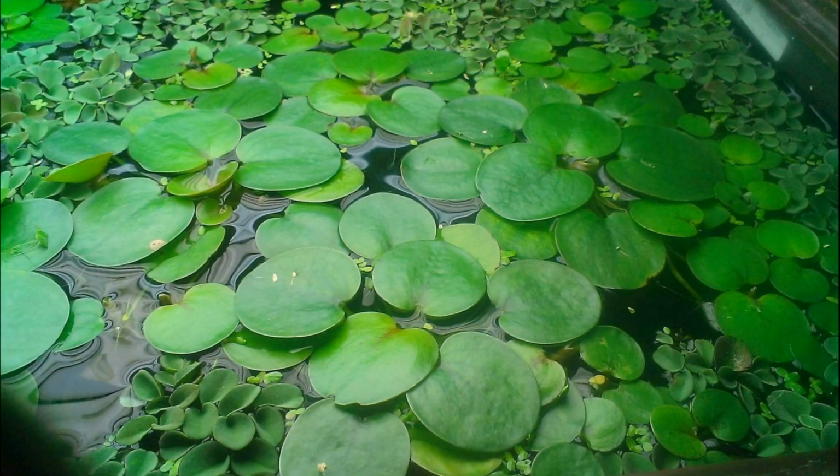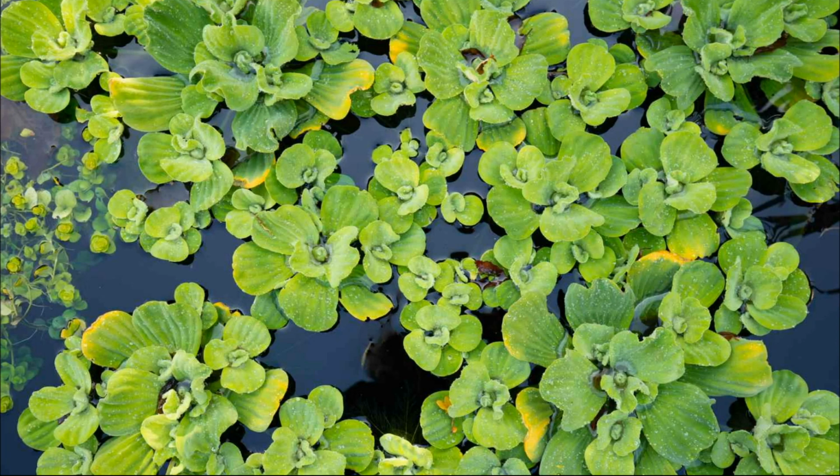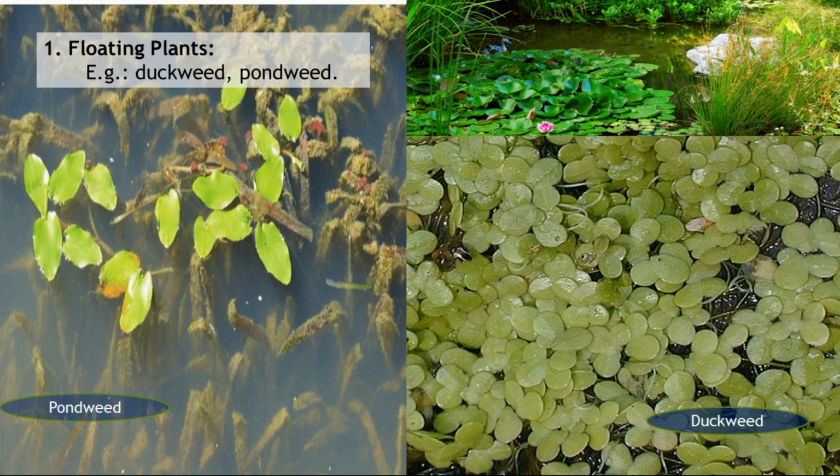Floating plants. These float on the water surface. They are small and light in weight. In a way, they protect other aquatic life from the heat of the sun. Duckweed, pondweed, and water hyacinth are the examples of floating plants.